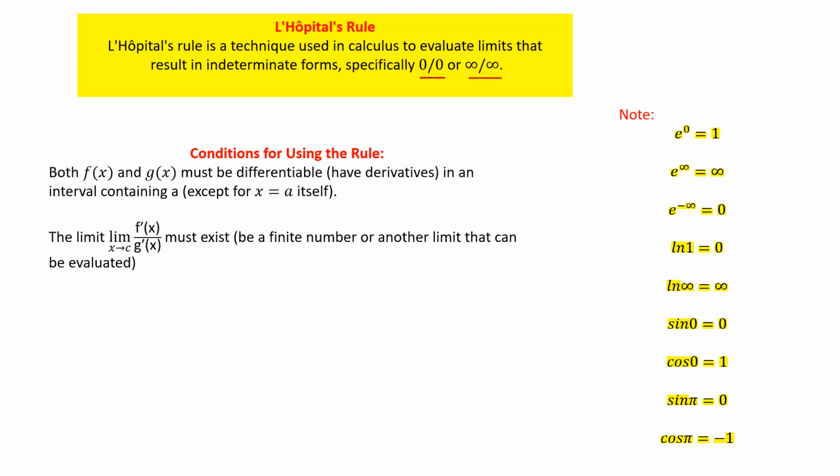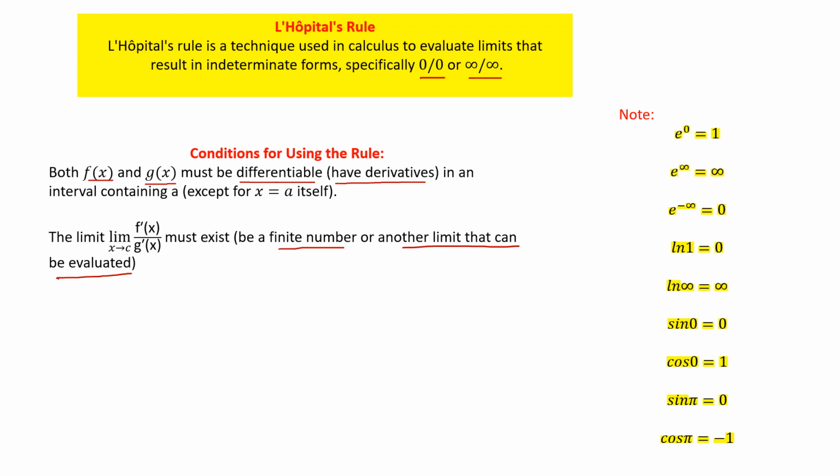So the conditions for this rule are: both functions f of x in the numerator and g of x in the denominator must be differentiable. That is, they must have derivatives in an interval containing the point a, except for x equal to a itself. The limit as x approaches c of f dash of x divided by g dash of x must exist. It should be a finite number or another limit that can be evaluated by using L'Hopital's rule.